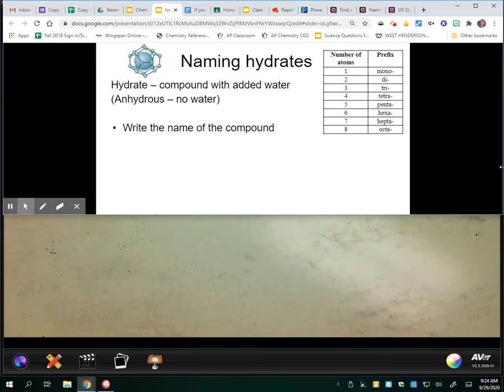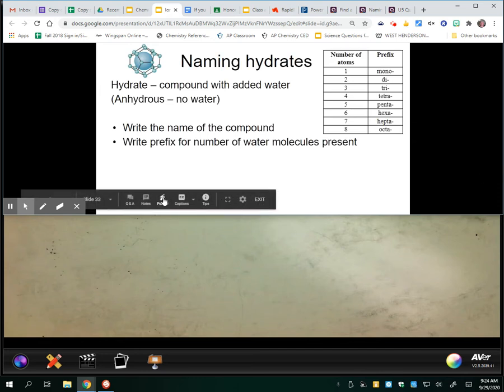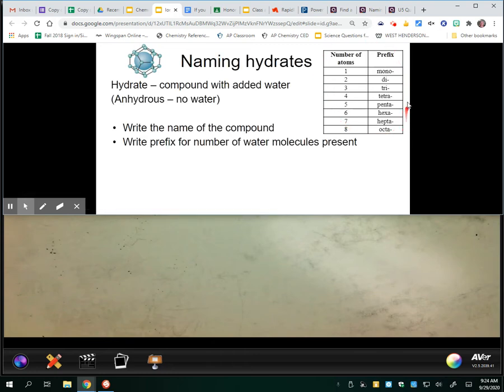Now, in naming hydrates, you're going to write the name of the ionic compound, just like we've been doing. Then you are going to write the prefix for the number of water molecules present. So the prefixes that we're going to be using are these right here. Only the first four, I think, are a little tricky. If there's only one, we would call it mono. Two is di. In chemistry, di means two.